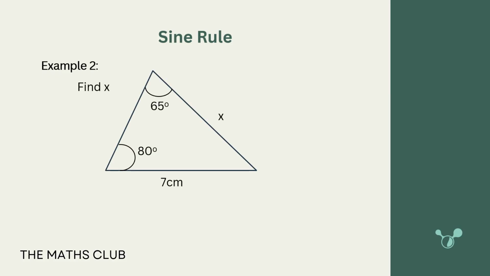Let's see an example of this. Example 2 says that we should find x. We're given this length as 7 centimeters, opposite is 65 degrees. We are to find x, and opposite x is 80 degrees. This is a perfect example for the sine rule.